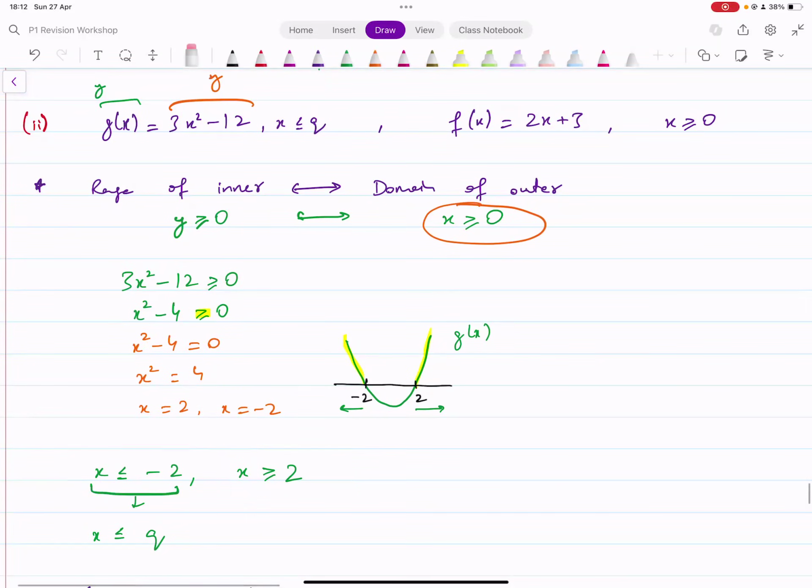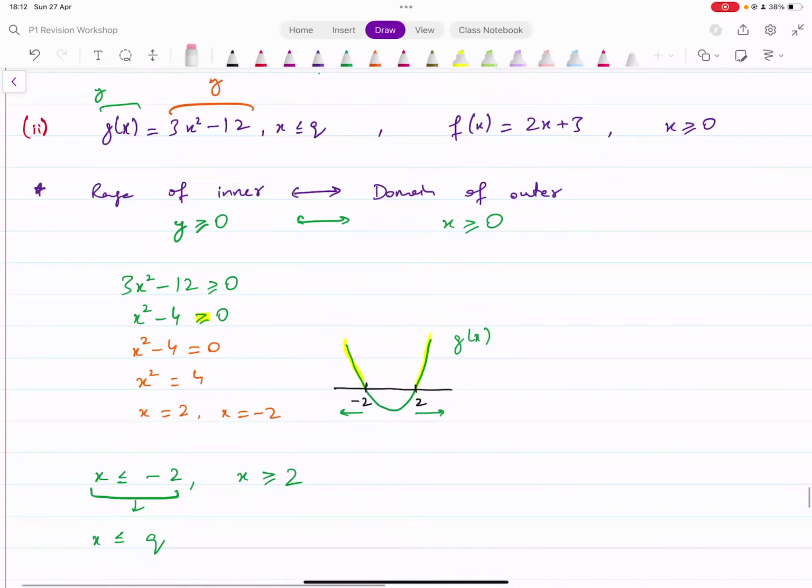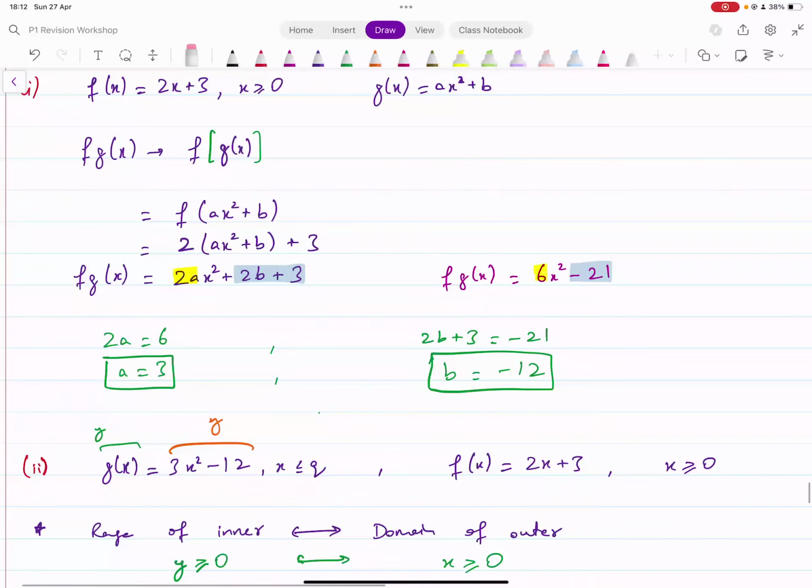Since the question said x is less than or equal to q here, we consider the case that has the less than or equal to sign, and we say the greatest possible value of q that we can have in this case is this number here, which is -2. That's the value of q. That's the greatest possible value of q. This is one way that we use that rule.